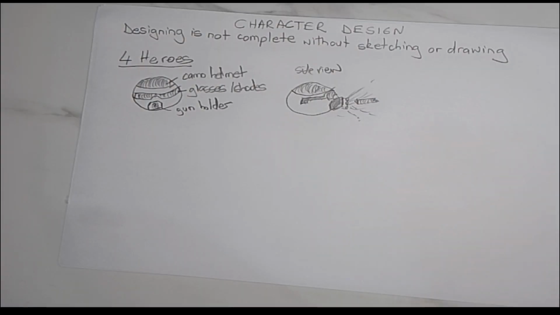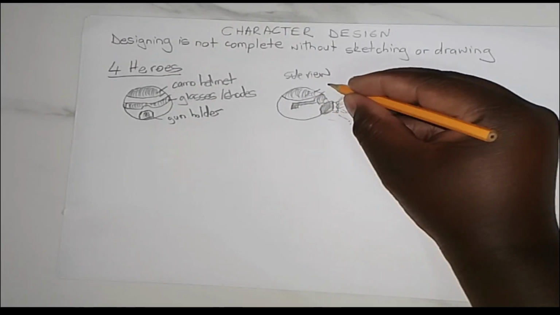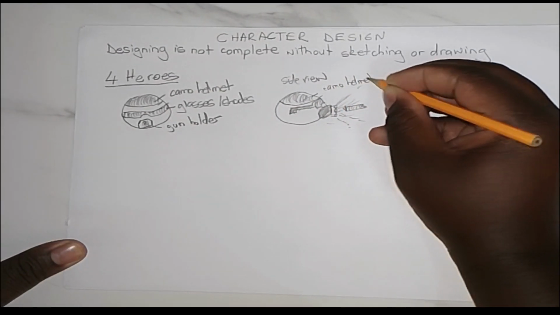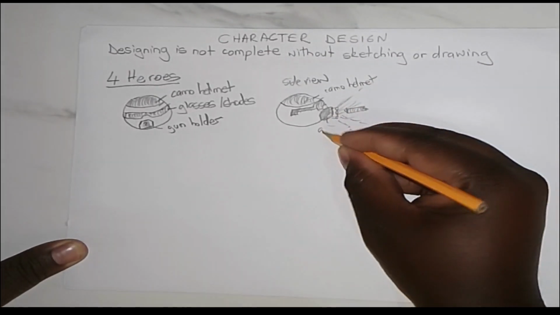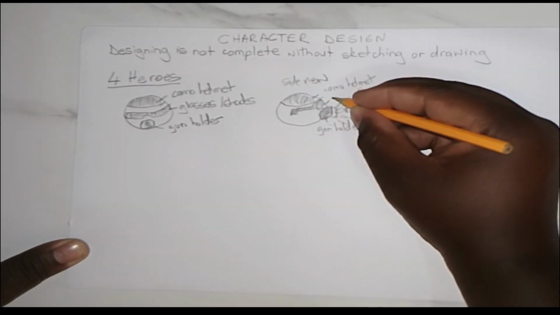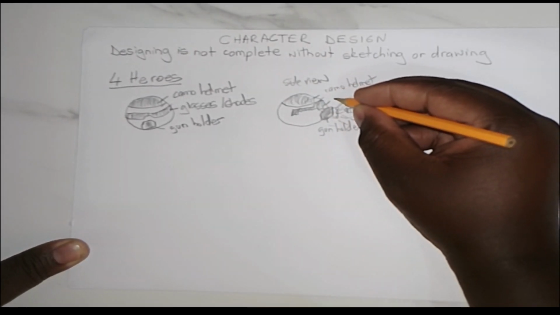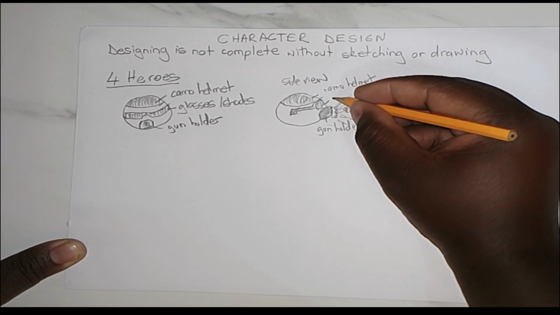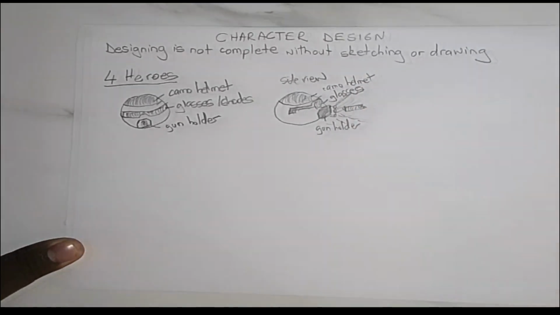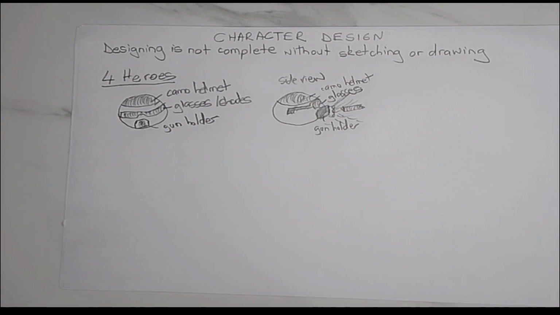So this is the plan which I have. So let's label this camo helmet. And this is our gun holder. Remember, we are going to bring them to life using our Blender 3D software, which we downloaded in previous videos. So we are going to bring them to life using that software. Right now we are just trying to see if whatever we have in mind makes sense.